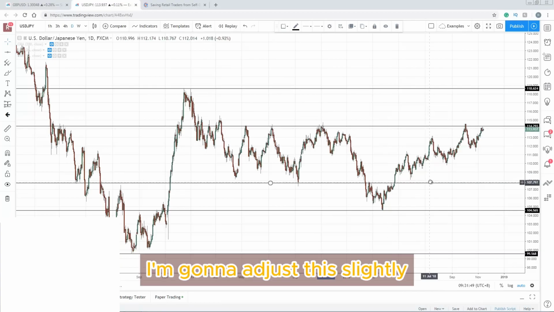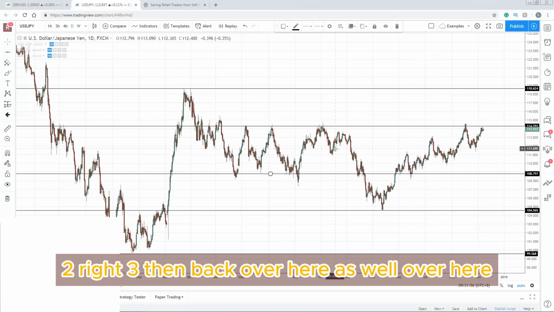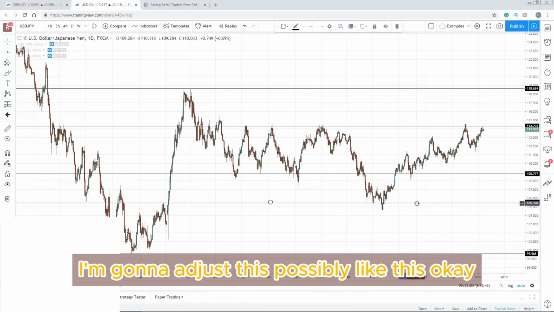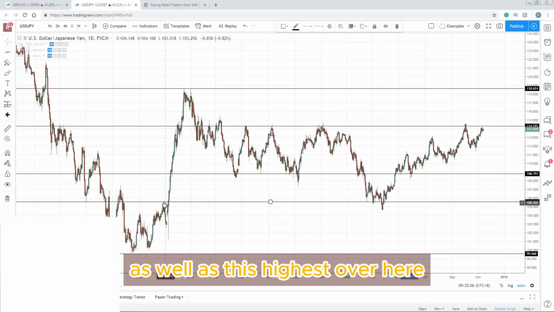I've got this one as well. I'm going to adjust this slightly higher, so you involve more of the price action. You can see 1 level, 2, 1, 2, right? 3, then back over here as well. Over here, I'm going to adjust this, possibly like this, okay? I can involve this area of the price action as well as these highs over here.